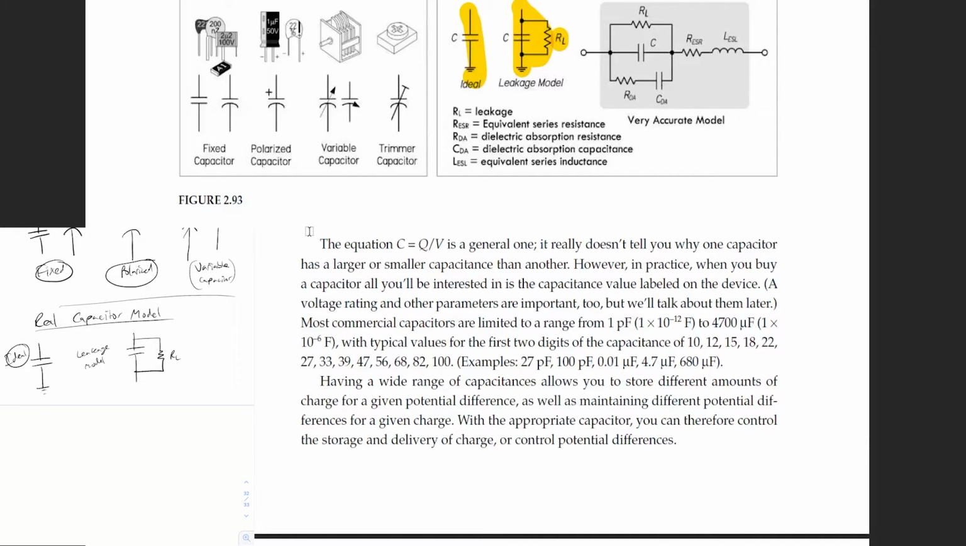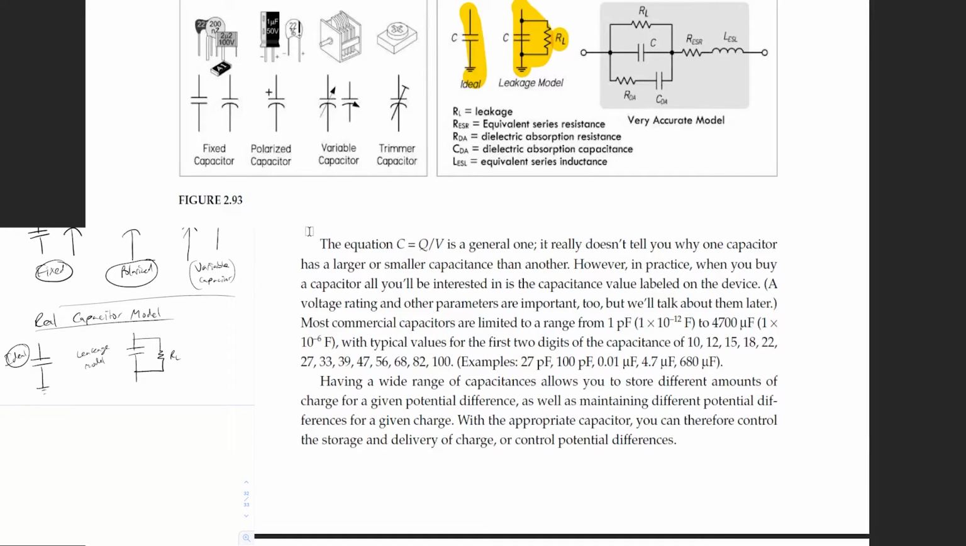So the equation C is equal to charge divided by voltage is a general one. It really doesn't tell you why one capacitor has a larger or smaller capacitance than the other. However, in practice, when you buy a capacitor, all you'll be interested in is the capacitance value labeled on the device. A voltage rating and other parameters are important too, but we'll talk about them later.